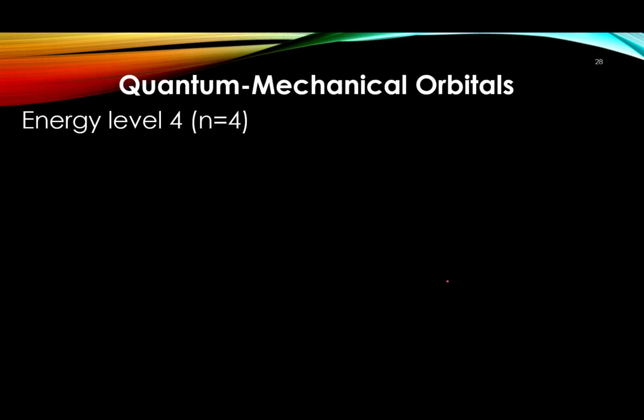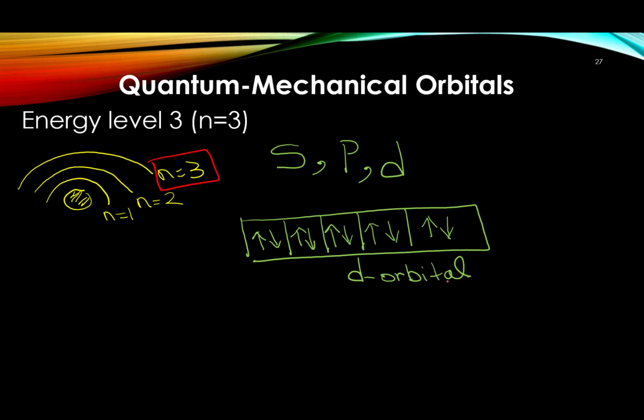Now, let's go back to d orbitals and energy level 3. In energy level 3, we have d orbitals. We have s orbitals, and we have p orbitals. Okay, and this is s, and that's p. Then in s orbitals, we could have a maximum of 2 electrons, and in p, 6.